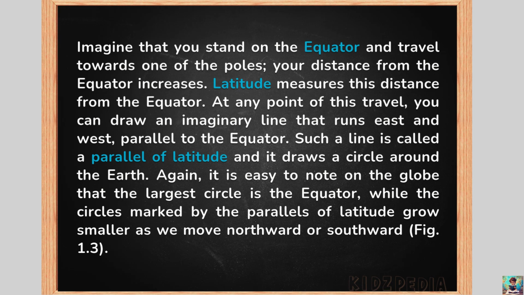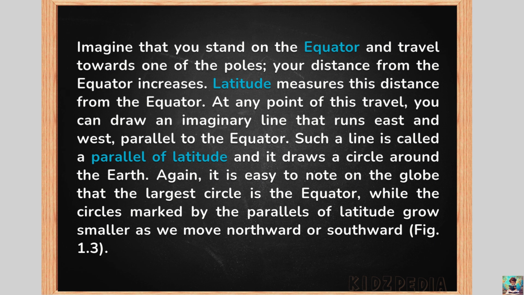Imagine that you stand on the equator and travel towards one of the poles. Your distance from the equator increases. Latitude measures this distance from the equator. At any point of this travel, you can draw an imaginary line that runs east and west parallel to the equator. Such a line is called a parallel of latitude and it draws a circle around the earth.